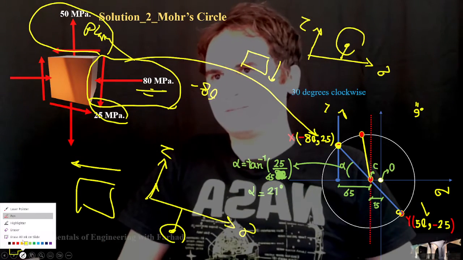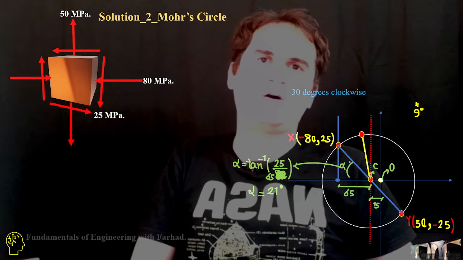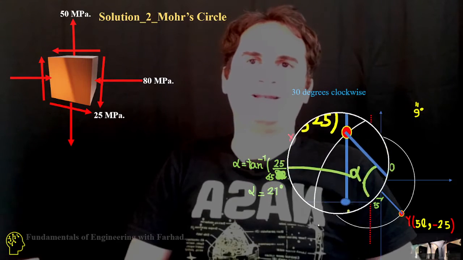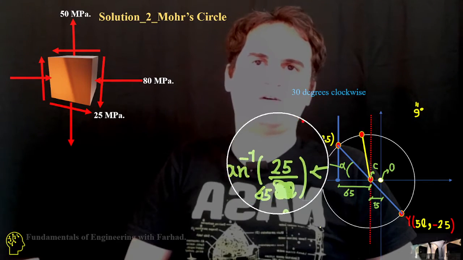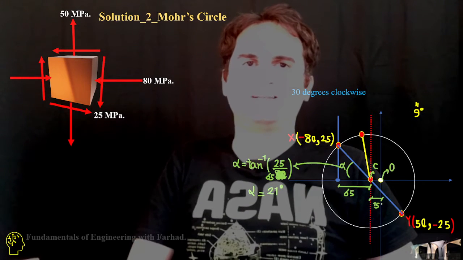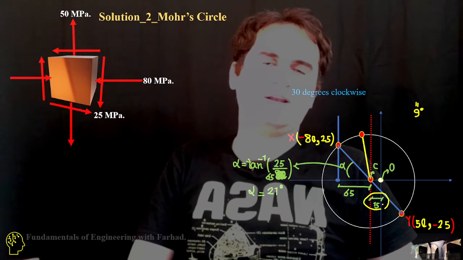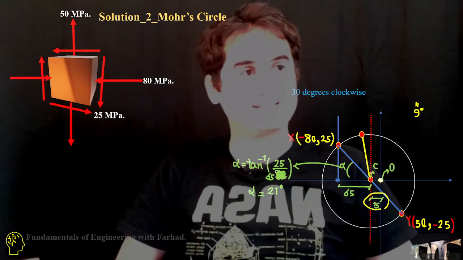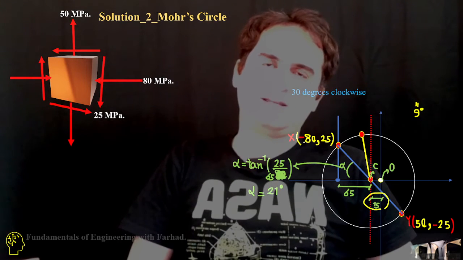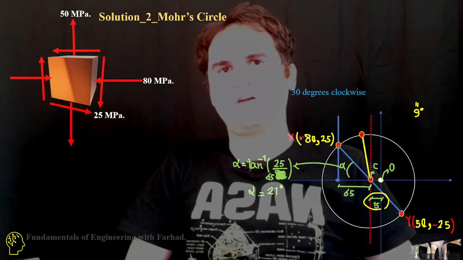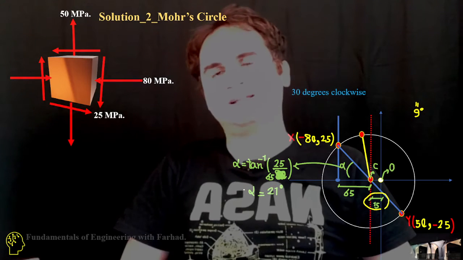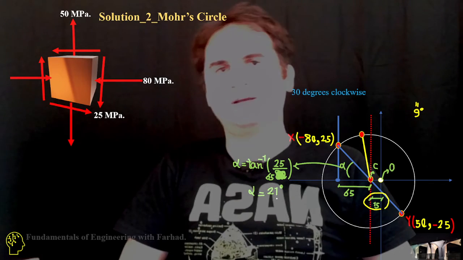very first step is, let's say, alpha. We can call this angle alpha, and that's arctangent of 25, which is shear, over 65. So we can verify later on this distance is 16, and that's sigma average. And then this is negative 80, so 15 plus 65 makes it 80 in negative x direction, and that gives us alpha is 21 degrees.